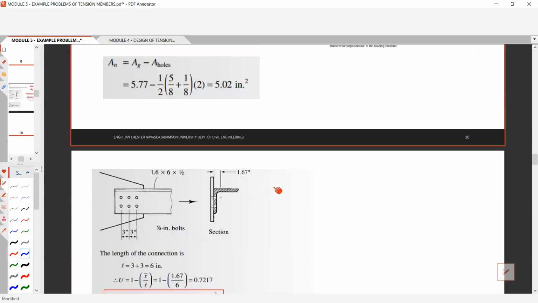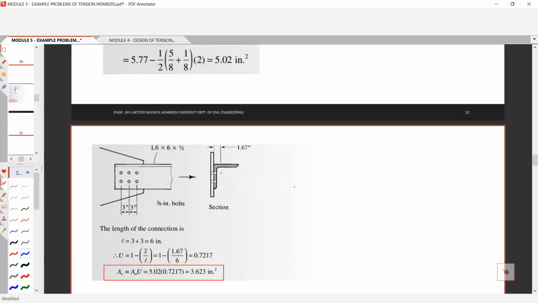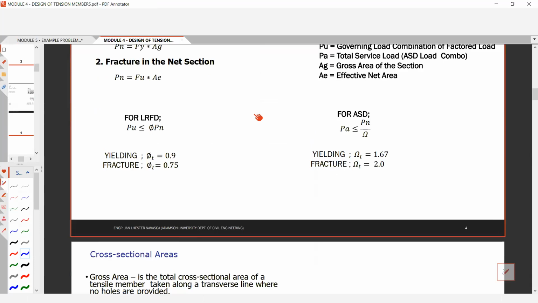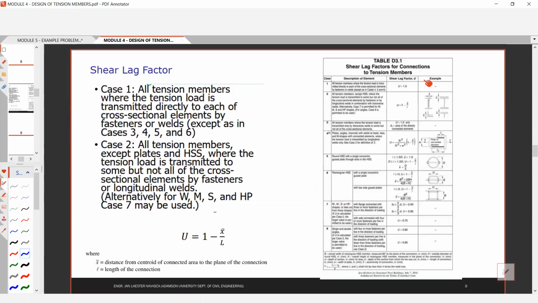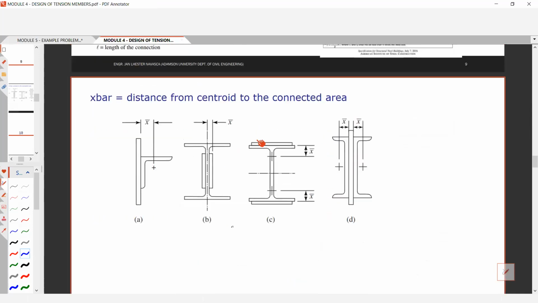Okay, then according to the equation for AE, AE equals U times AN. So you have your AN already. So what is U? You have different cases. If you check for different cases of the shear lag, you can check this one.